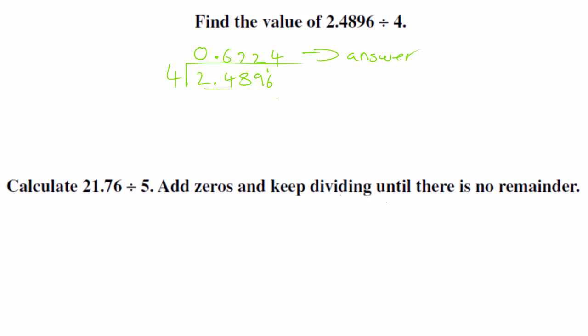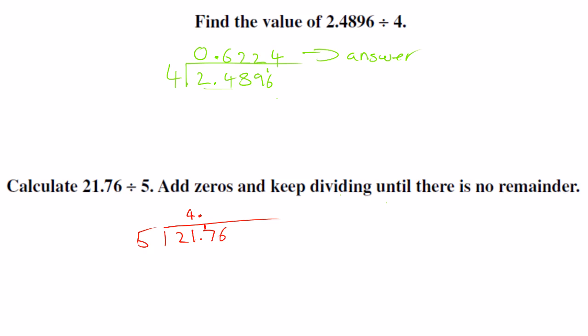Now, if I get a question that looks like this, 21.76 divided by 5, we do the same thing. We put 5, because that's what we're dividing by. So that's the divisor, and the dividend goes inside. 5 goes into 2 0 times, but 5 goes into 21 4 times. Now I've got my decimal point there. I had 1 left over.